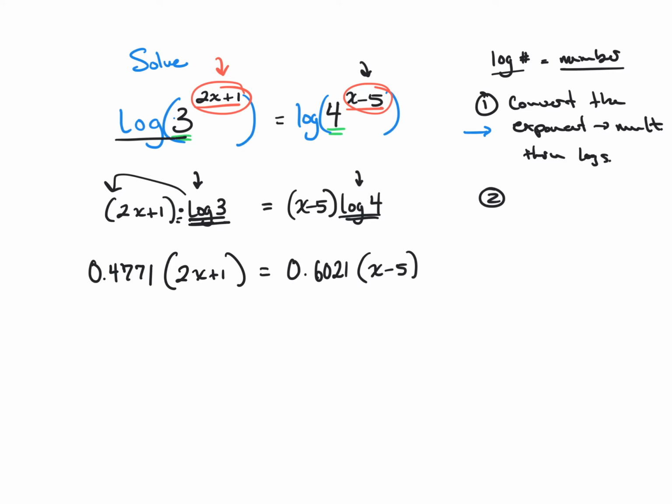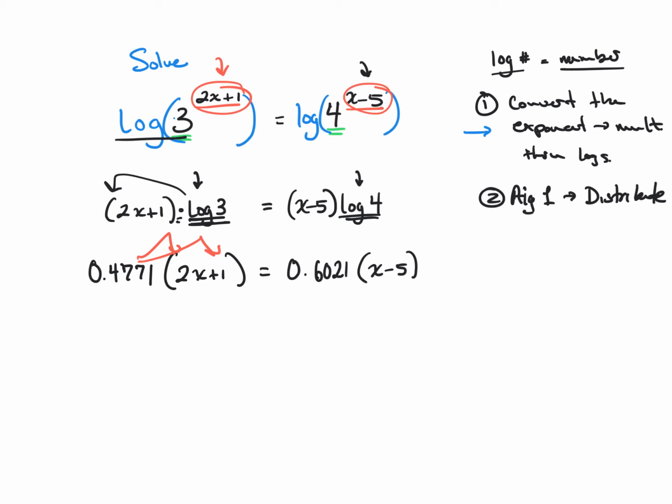The second step is actually an algebra 1 step. What I mean by an algebra 1 step is the distributive property. So we're going to do the distributive property. We distribute 0.4771, and times that by 2, and you get 0.95.